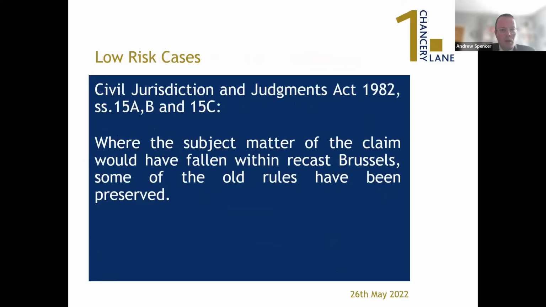So this other category is where essentially some categories of claim that would have fallen within recast Brussels, where we have preserved those rules as a matter of our own domestic legislation in the new sections of the Civil Jurisdiction and Judgments Act 1982. And these are sections 5A, B, C, and so on. Well, these are quite particular areas where essentially we proceed in a very similar way to the old rules.